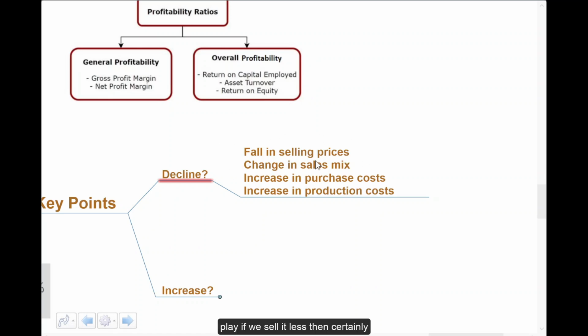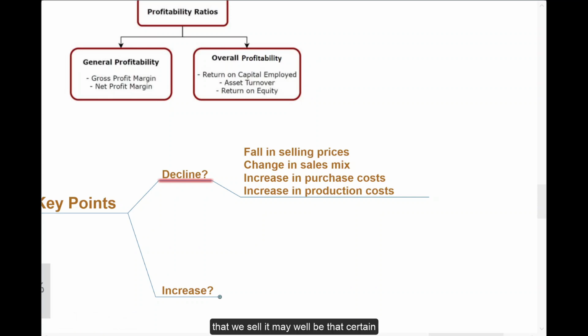If we sell it less, then certainly gross profit has to fall, for sure. It may well be that revenue increases, but unfortunately the margin is the margin. What about change in sales mix? Now, we're simply talking about the range of, let's say, products or goods that we sell.